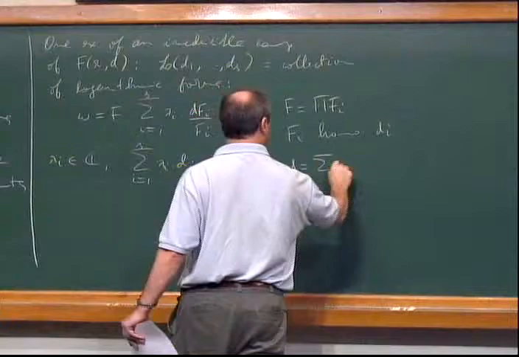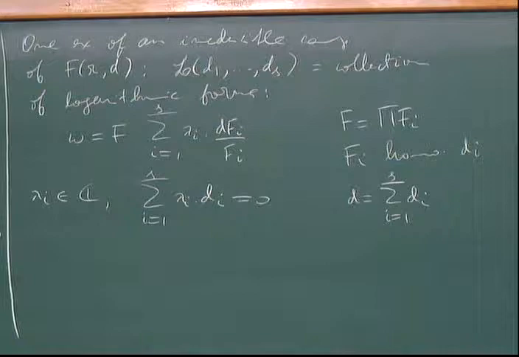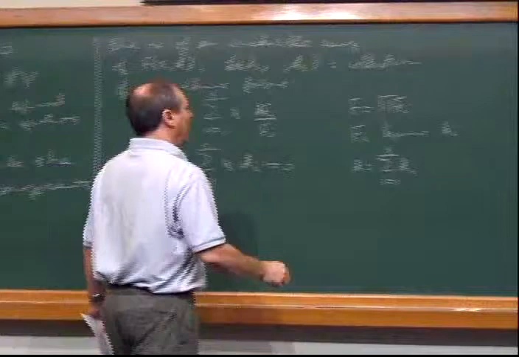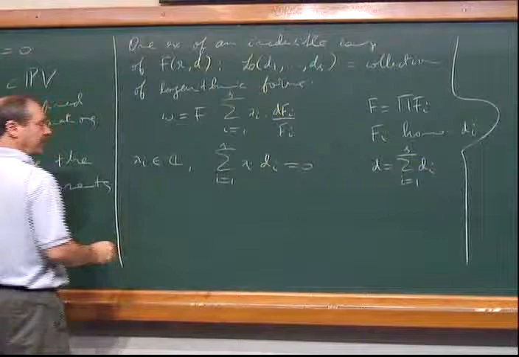D is the sum of the I's. So this is one example of an irreducible component. There is a theorem that this collection of forms is an irreducible component. There are others, but I will just mention this one. There exist other components, but we don't know all the components in general.